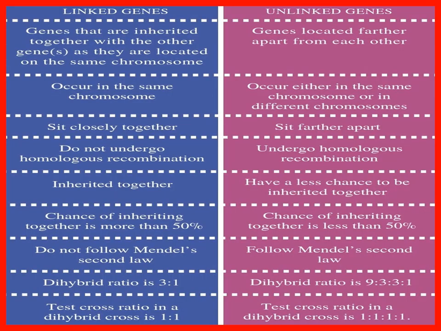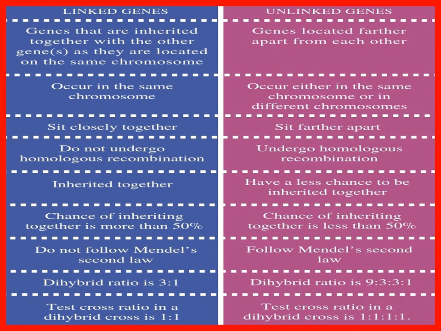So linked genes are genes that are inherited together with other genes as they're located in the same chromosome, whereas unlinked genes are located further apart. Linked genes are always in the same chromosome because they're close to each other, whereas unlinked genes can be on the same chromosome but really far apart, or they could be in different chromosomes. The linked genes do not undergo homologous recombination, but unlinked genes do. Therefore, the linked genes are inherited together, whereas unlinked genes can be inherited together, but their chance of it is very small. The chance of inheriting together is more than 50% for linked genes, whereas less than 50% for unlinked genes. The linked genes do not follow Mendel's second law, the law of independent inheritance, whereas unlinked genes do.